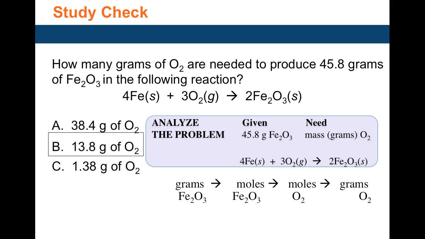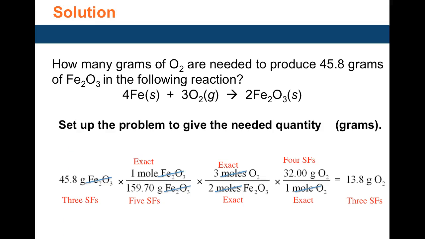So the answer is B, and this is how you get it. You take the grams of iron(III) oxide divided by the molar mass, and then the mole ratio is 3 moles of oxygen to 2 moles of iron(III) oxide. Then you finally multiply by the molar mass of oxygen, and with 3 sig figs, you get 13.8 grams of oxygen.